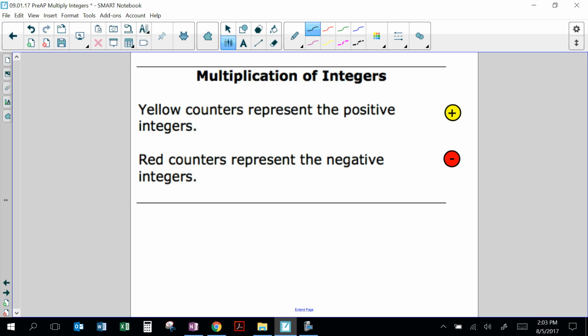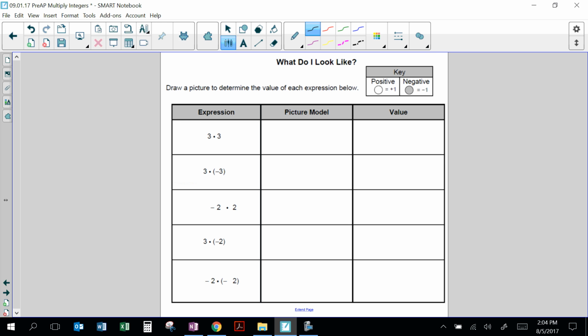All right, so today, to remind you about algebra tiles, yellow counters represent the positive integers and red counters represent the negative integers. So what do I look like? You can use algebra tiles, or you can draw it. So draw a picture to determine the value of each expression.